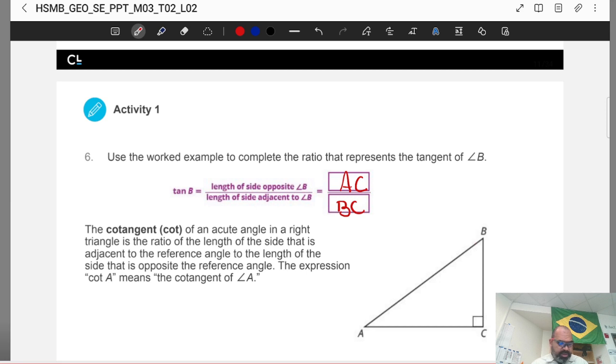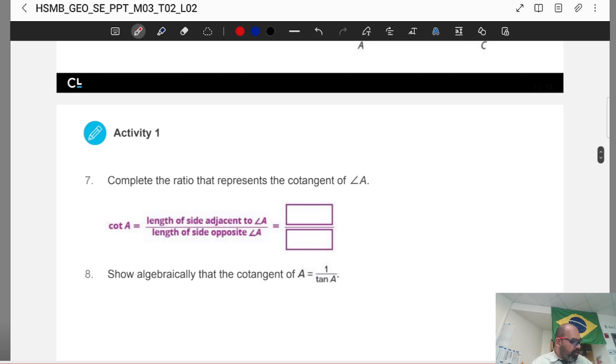Now let's talk about the cotangent. Page 552. The cotangent of an acute angle in a right triangle is the ratio of the length of the side that is adjacent to the reference angle to the length of the side that is opposite the reference angle. The expression cot A means the cotangent of angle A. Guys, tangent and cotangent are reciprocals of each other. Just flip the fraction. Tangent is opposite over adjacent. Cotangent is adjacent over opposite. That's it, just to help you understand better. And you can try to complete the ratio here for angle A. You will see it is adjacent, as I said to you, AC over BC.